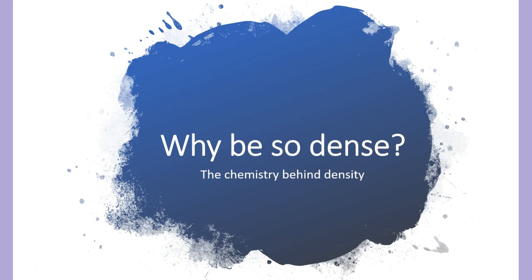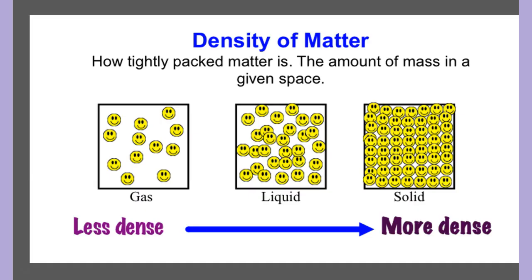The chemistry behind density. Density, of course, depends on how tightly packed matter is and the amount of mass in a given space. So, for instance, if you notice that you have less density on the left versus the right, when you deal with gases to liquids to solids, density will increase accordingly. So if you have a gas, there's more room for it to move around. But when you get to the liquid, things tend to get a little bit more compact. But once you get to that solid state, that's when everything is squished together and everybody's fighting for their space.